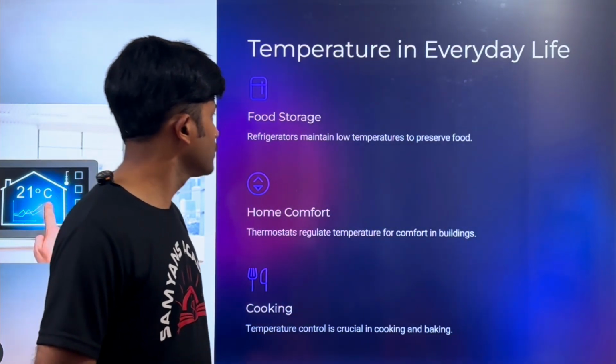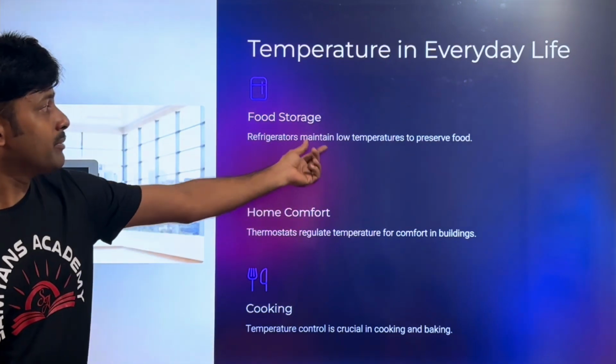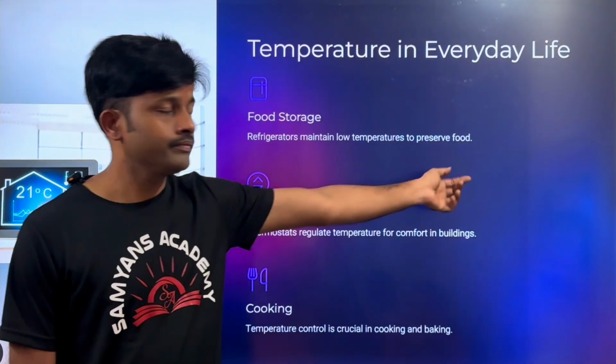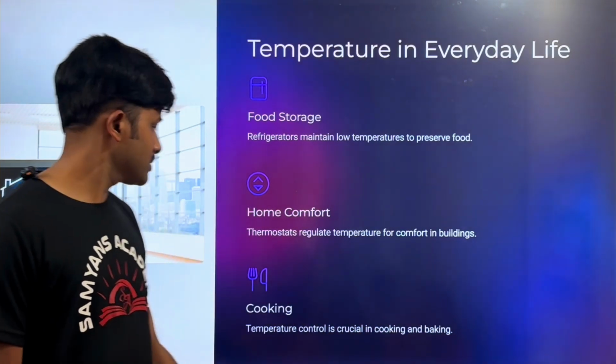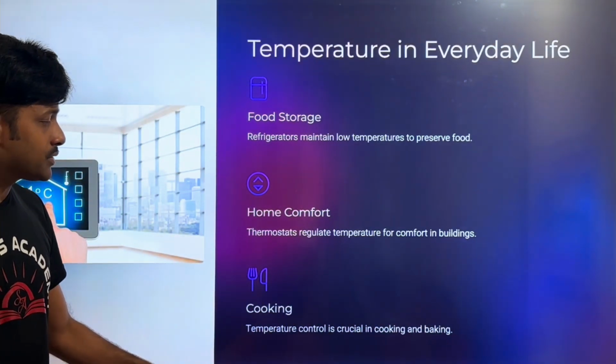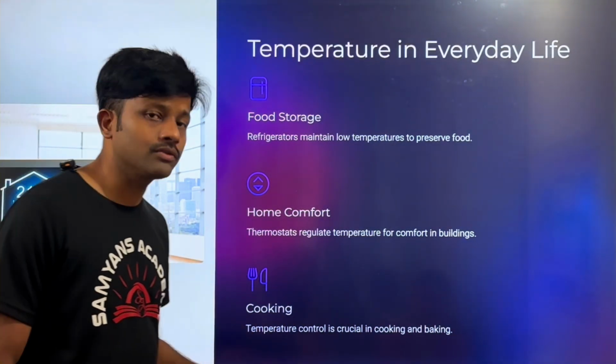Temperature in everyday life. Food storage: refrigerators maintain low temperature to preserve food. Home comfort: thermostats regulate temperature for comfort in buildings. Cooking: temperature control is crucial in cooking and baking. Okay, so this is your lesson.